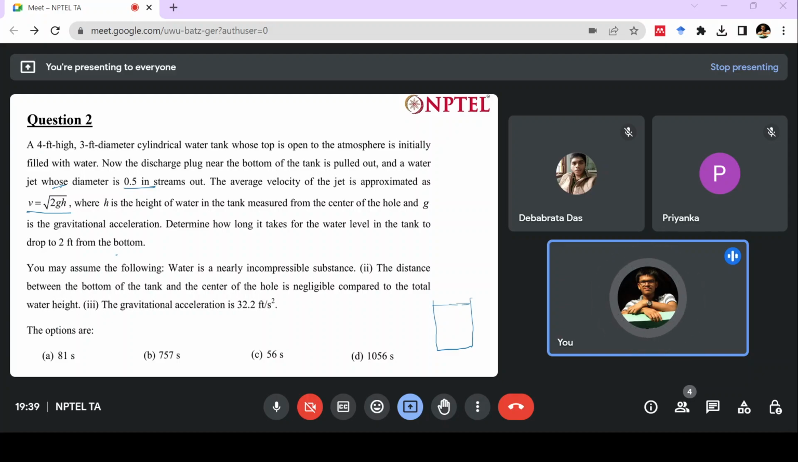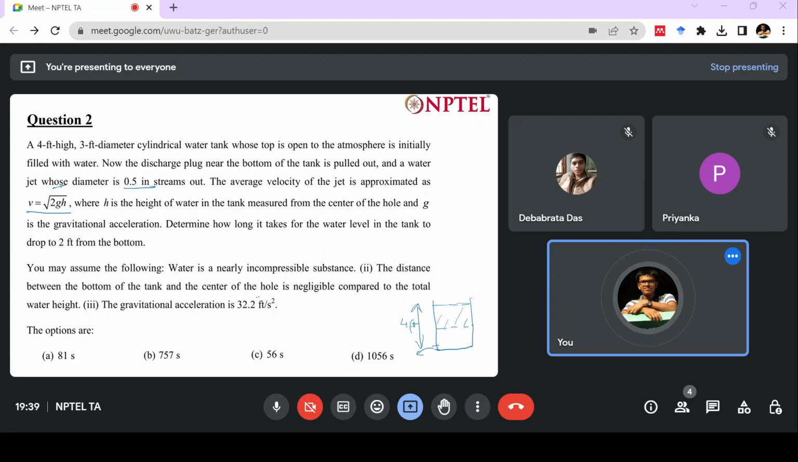So what do I have to find? Determine how long it takes for the water level to drop to 2 feet from the bottom. Initially the water level is 4 feet, and it will drop to 2 feet. So half of this will get emptied through this plug.